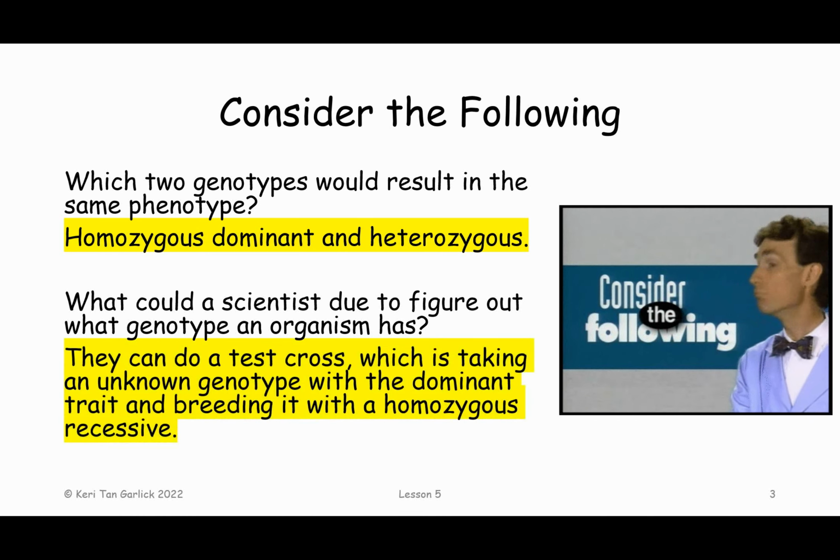The answer is a test cross. Basically, what I'm going to do is take the unknown genotype that has the dominant trait, and cross it with a homozygous recessive. The reason why I'm going to cross it with a homozygous recessive is because that homozygous recessive can only have one genotype, which is the little letters.